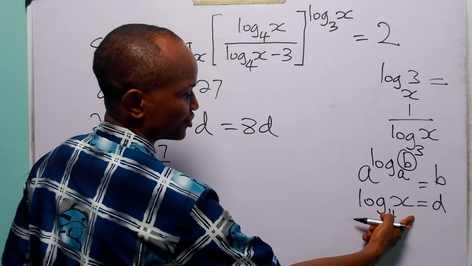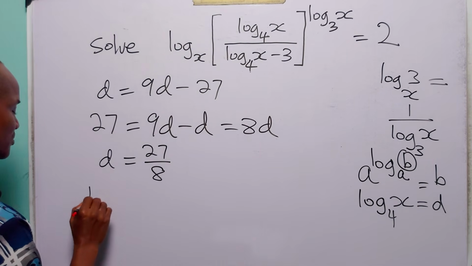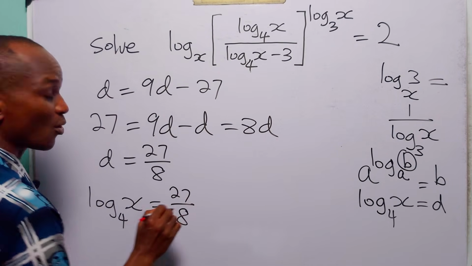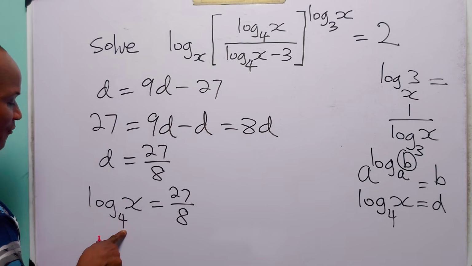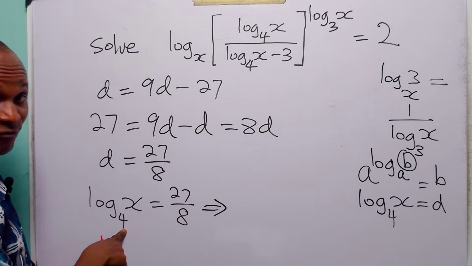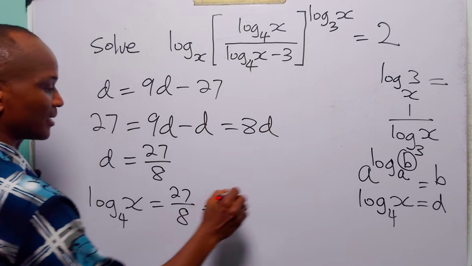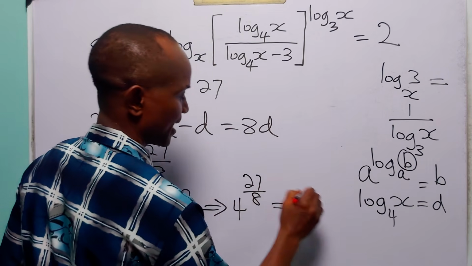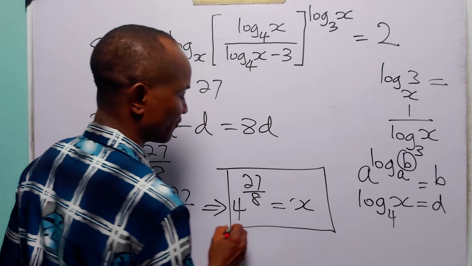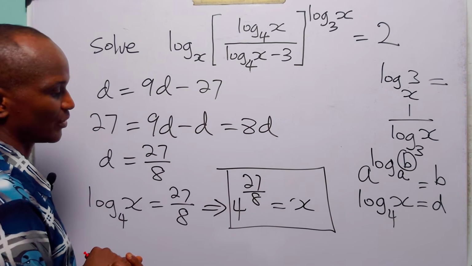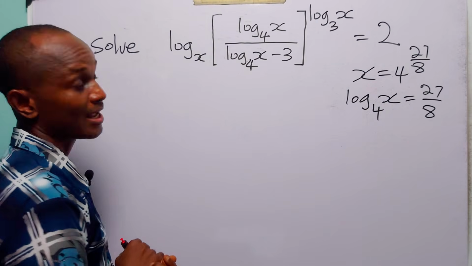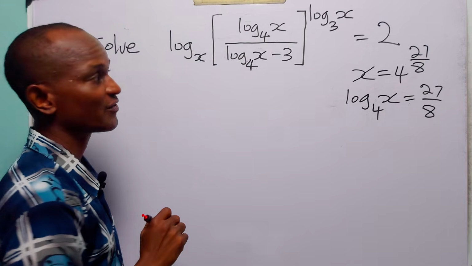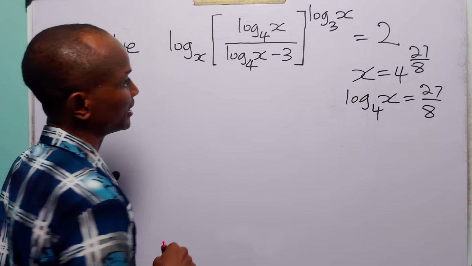Now, we go back to this substitution equation. So we have that log to base 4 of x is equal to 27 over 8. Once more, from here, we have that 4 to the power 27 over 8 is equal to x. So this is the value of x that satisfies this logarithmic equation. And now to check our answer, let us substitute these values of x and log to base 4 of x into the left-hand side of the given equation.